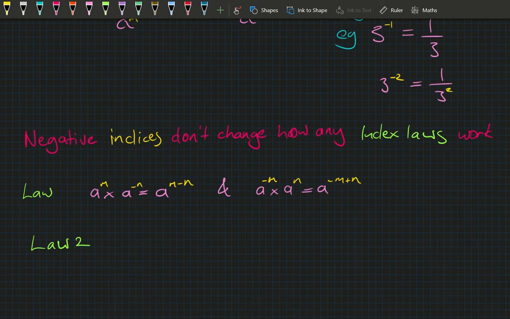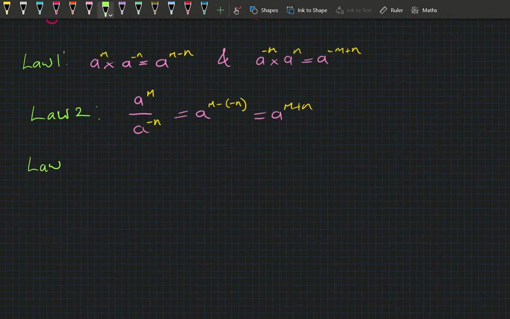And for law 2, a to the m divided by a to the minus n is equal to a to the m minus minus n, which is the same as saying a to the m plus n. And for law 3, a raised to the power of m, all raised to the power of minus n, is still equal to the multiplication of these two indices. So that's going to equal a to the power of minus mn.